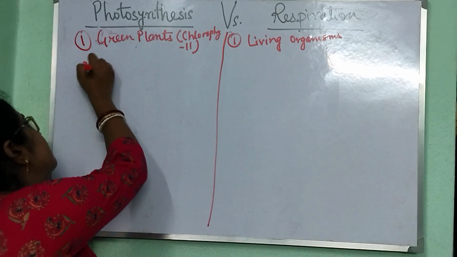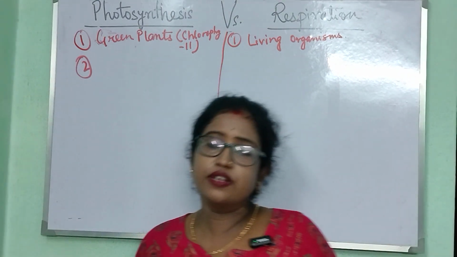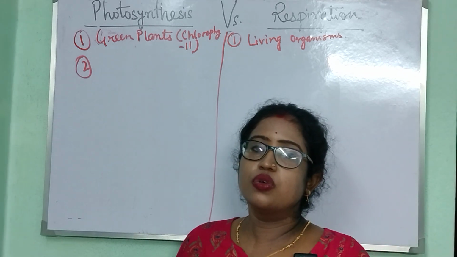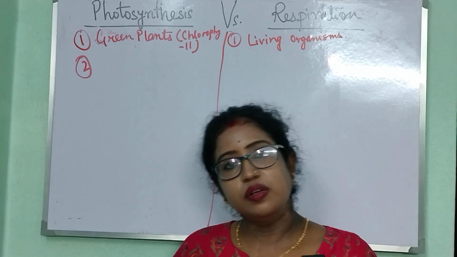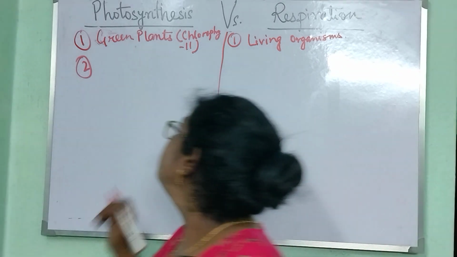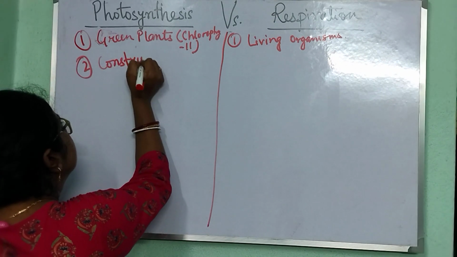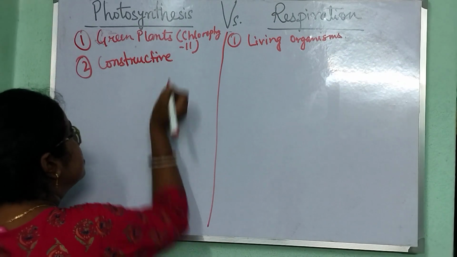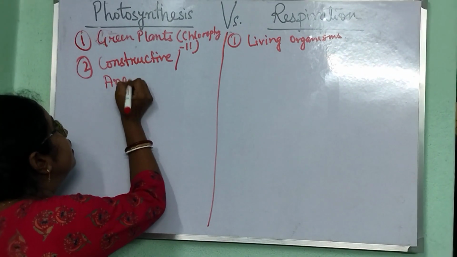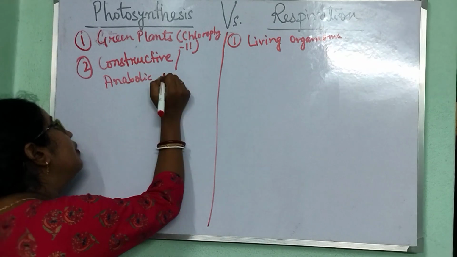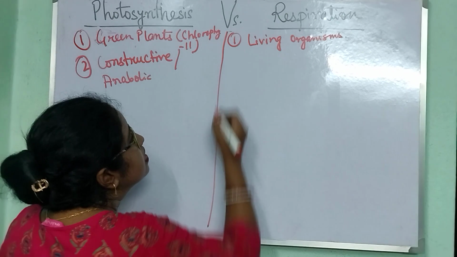The second difference is that in the photosynthesis process the food is produced, and the food is needed to construct the body parts. So photosynthesis is a constructive process. It is also known as an anabolic process.